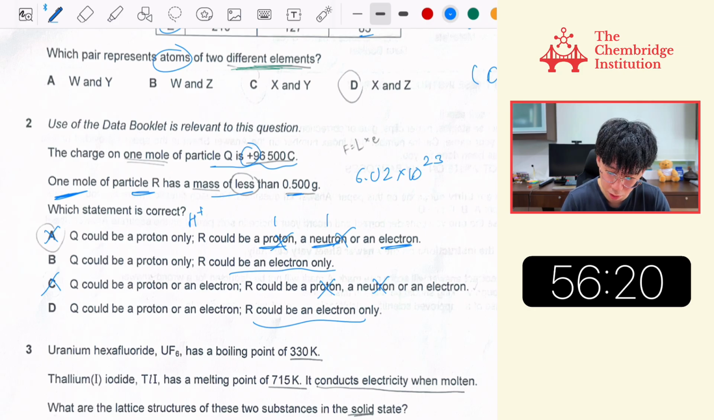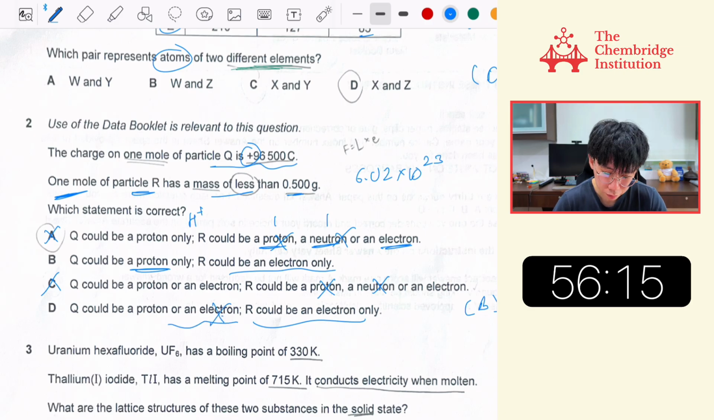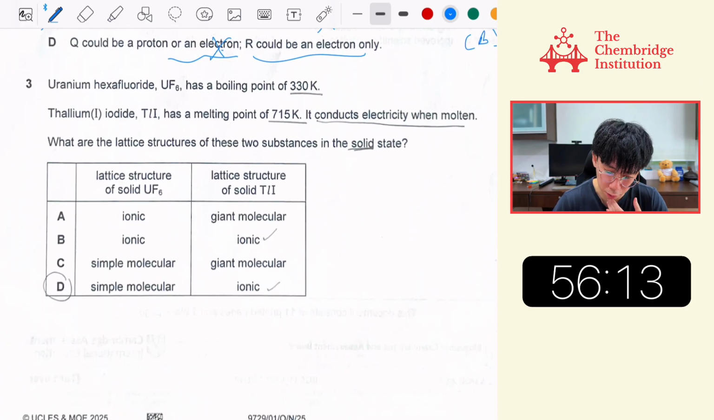So this answer is probably B. It has to be a proton. It cannot be an electron here. Next, uranium hexafluoride. You have 6 as a bonding part of this.